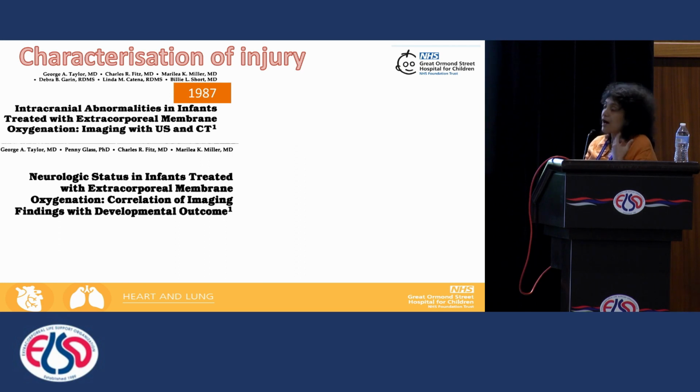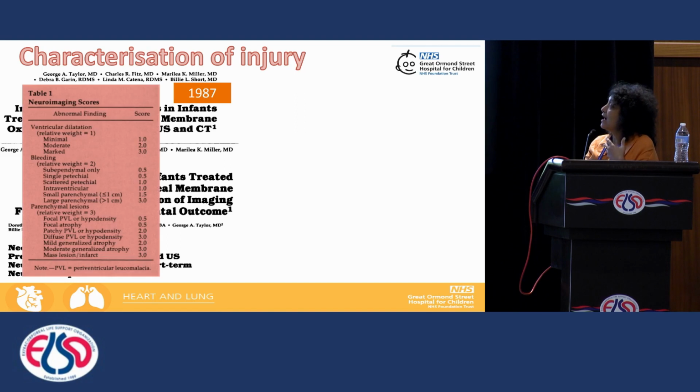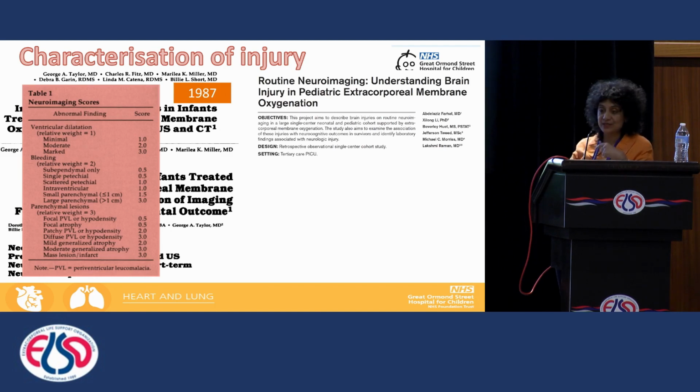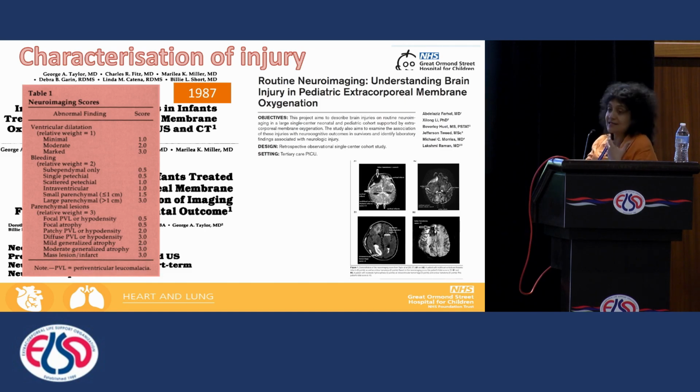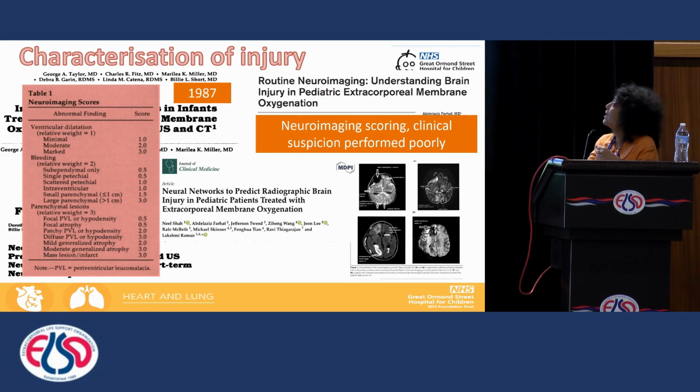So looking at how we characterize injury, there are not that many studies available, and you can see that studies from 1987, some time ago, looked at neuroimaging scores, and we have from these papers different scores depending on what the abnormal finding is. And the same thing has been used by Lakshmi Raman's group in another study looking at routine neuroimaging and understanding it better. What they found was that this neuroimaging score did work well, but interestingly, clinical suspicion performed poorly.